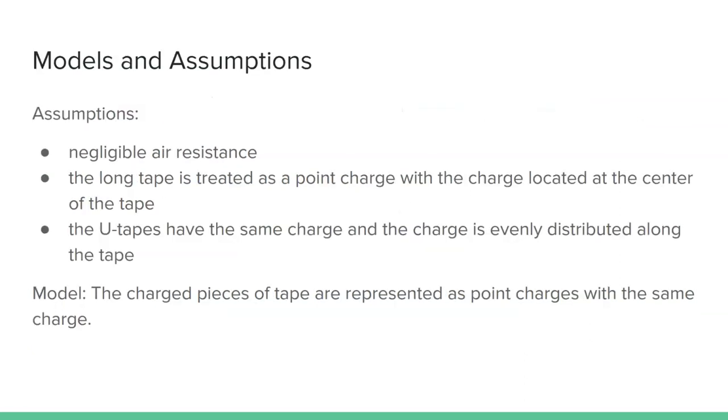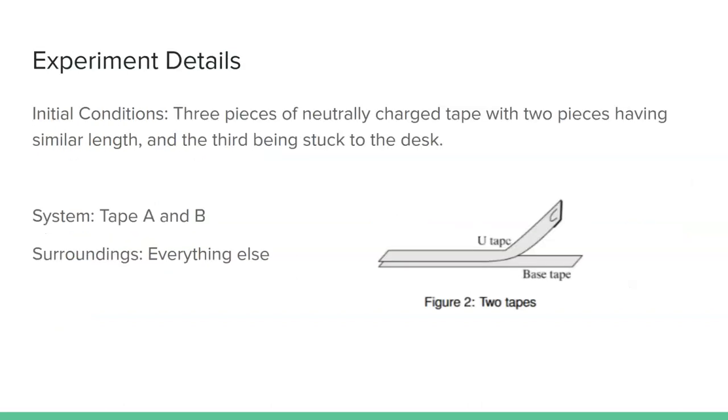My models and assumptions: I assumed that air resistance was negligible, and the long tape is treated as a point charge with the charge located at the center of the tape, and that the U-tapes have the same charge and the charge is evenly distributed along the tape. For my model, the charged tape or pieces of tape are represented as point charges with the same charge.